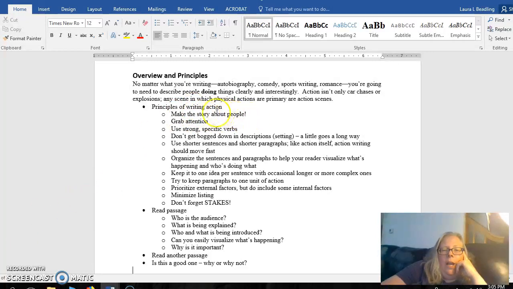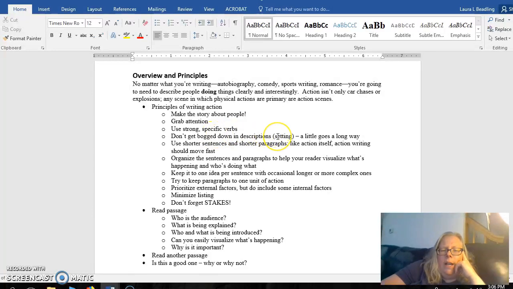So, some principles of writing action. Number one, you can't let the action overwhelm your characters. We like stories because we care about people and what happened to them. So keep the story focused on your characters. You need to grab attention by using interesting images and strong writing. In particular, you want to use strong, specific verbs. So rather than generic verbs like walk, something more specific and powerful would be stomp. So think about those verbs that you use.